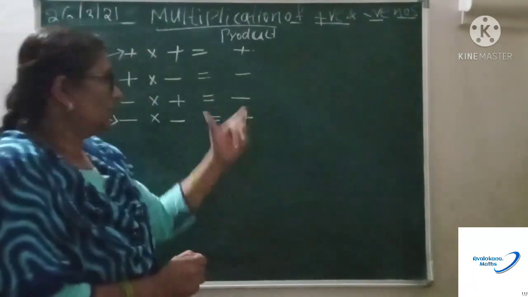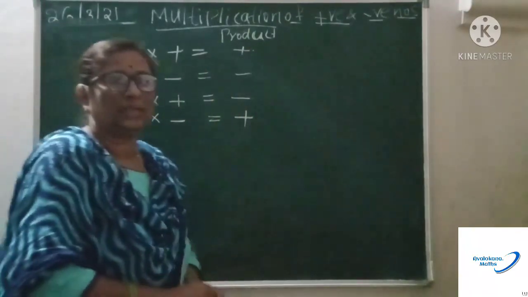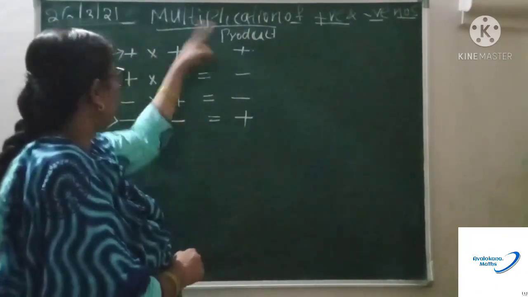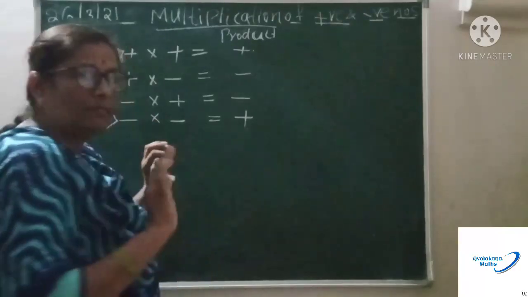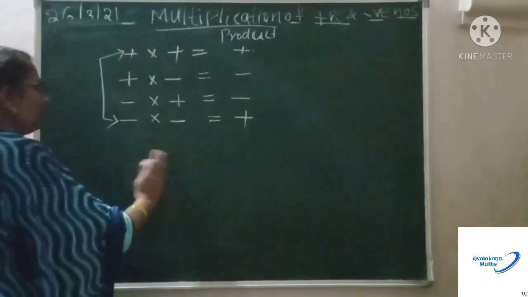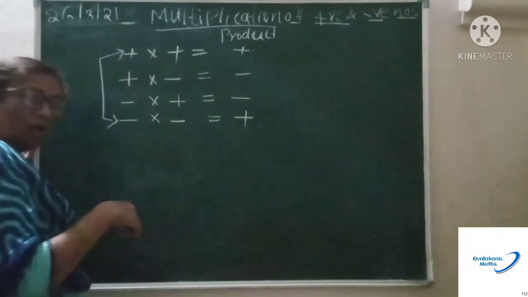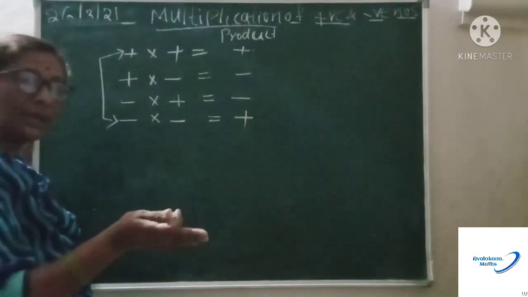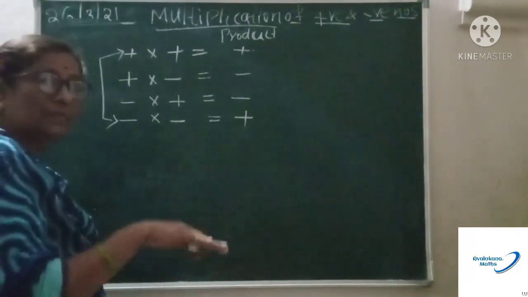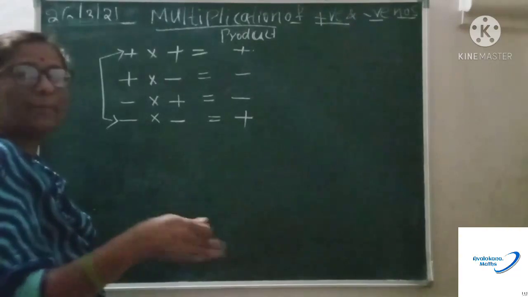I think by saying only this much, you will not get clear about this concept. Let me explain the same thing with examples so that you can understand. Very simple it is. I will go with simple numbers, that is, whole numbers. Afterwards, I will show you how to multiply positive and negative decimal numbers and fractions one by one.